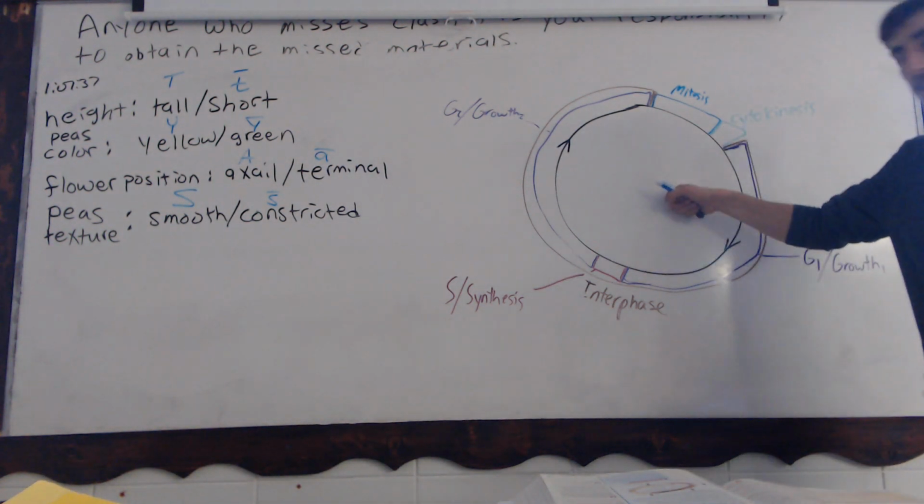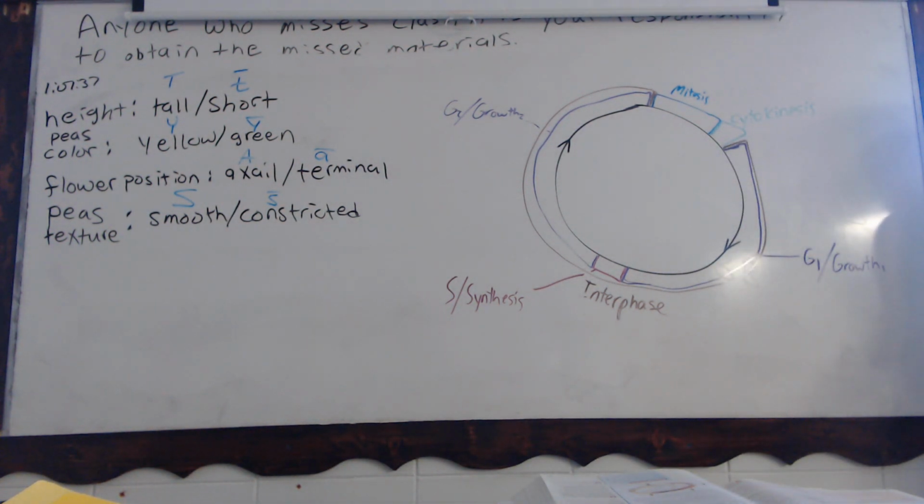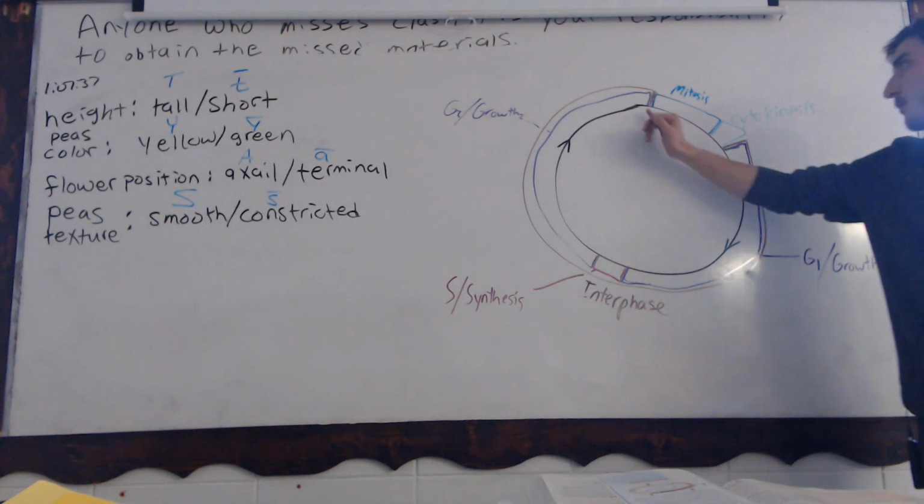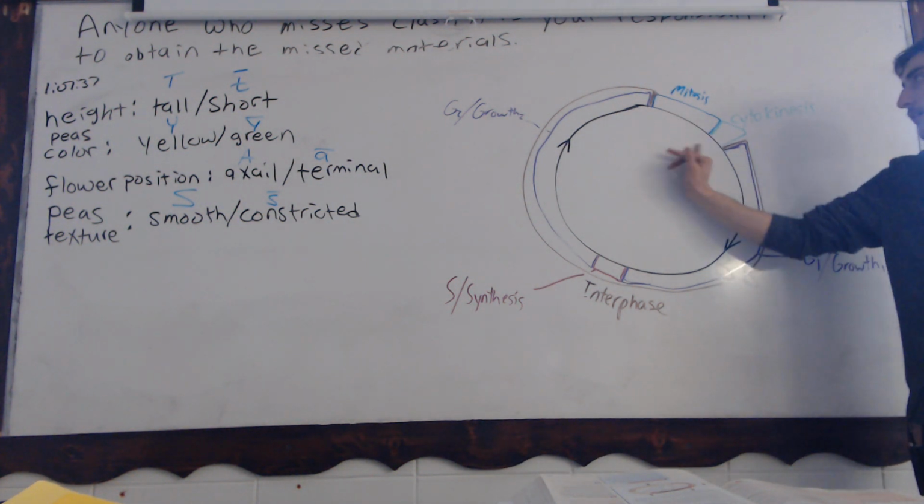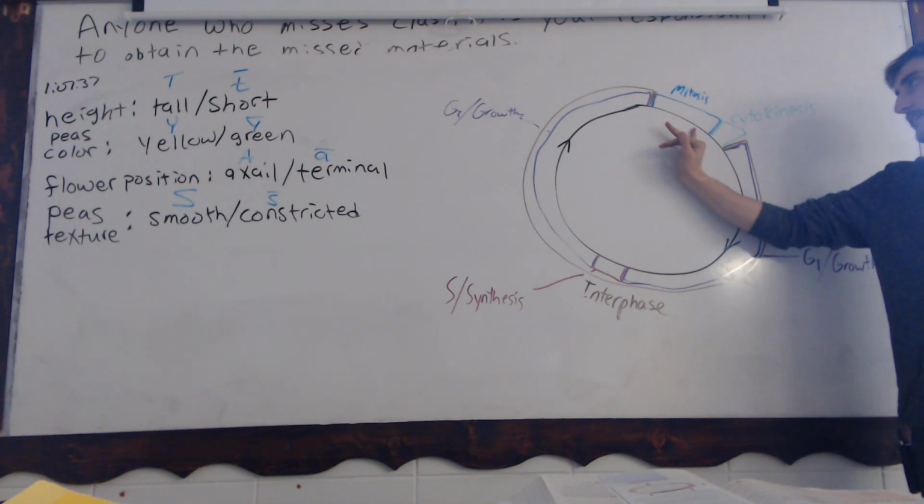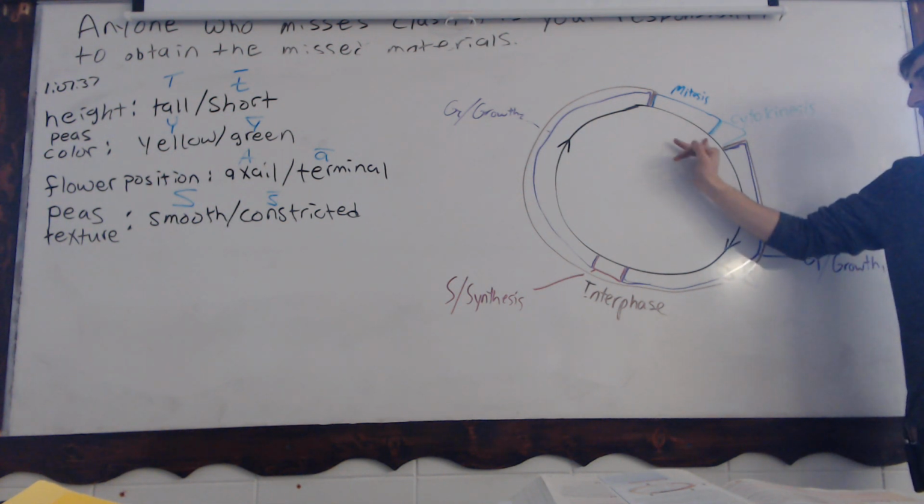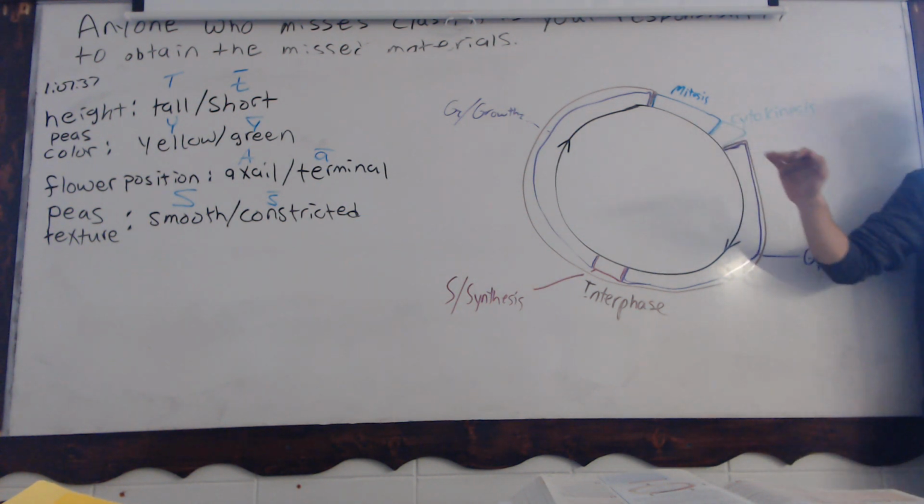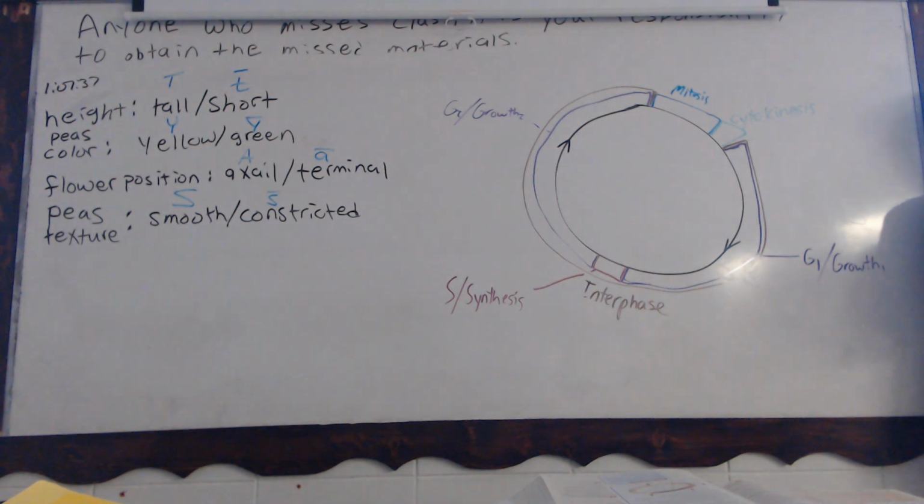So this is the cell cycle. We're going to run through it again. It doesn't matter where you start because it's a circle, but let's start at mitosis. So a big cell divides, and then it splits. So the DNA divides, mitosis. The cells split into two new cells. Cytokinesis. So instead of having one big cell, now you have two small cells.